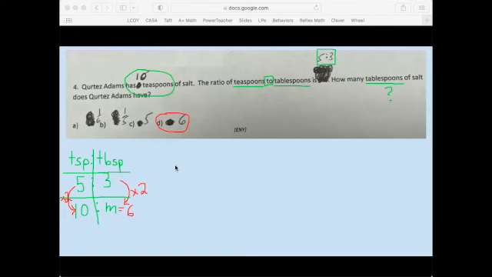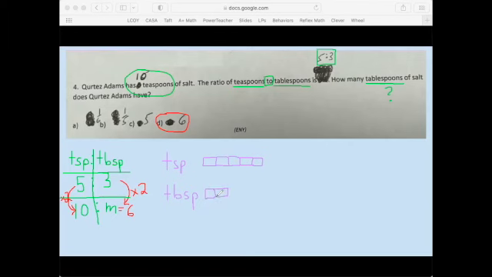I'll use yellow. So it says the ratio of teaspoons. Oh, that yellow looks terrible. So let me change it to this color. I think this is a little bit better. So teaspoons and tablespoons. So the ratio is 5 to 3. So that means I'm going to draw 5 pieces of tape. 3, 4, 5. And remember, I'm not a robot, so even though the tape pieces may not look equal, they are equal, I promise. And then the ratio of teaspoons to tablespoons is 5 to 3.